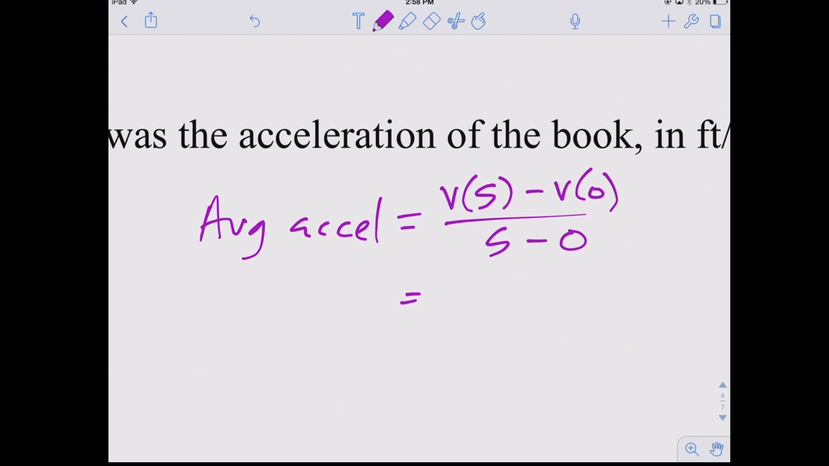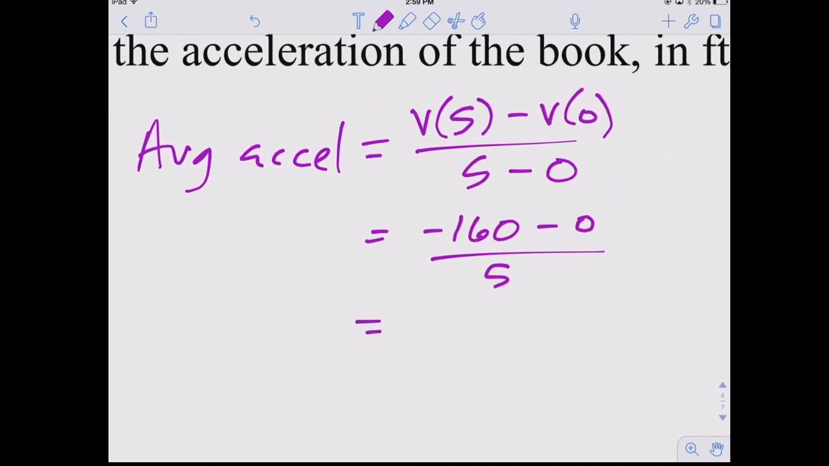Now, what was the velocity when it hit the ground at 5 seconds? Negative 160, and v sub 0 was 0, all over 5. And if you calculate that, you get negative 32 feet per second squared. It does make sense, right? Because what is negative 32 feet per second squared? Gravitational acceleration. It's the negative acceleration due to gravity constant, and it is a constant, of course, neglecting air resistance.